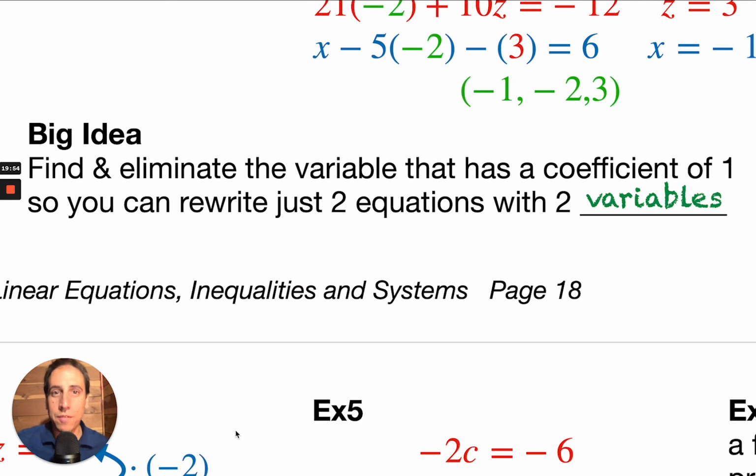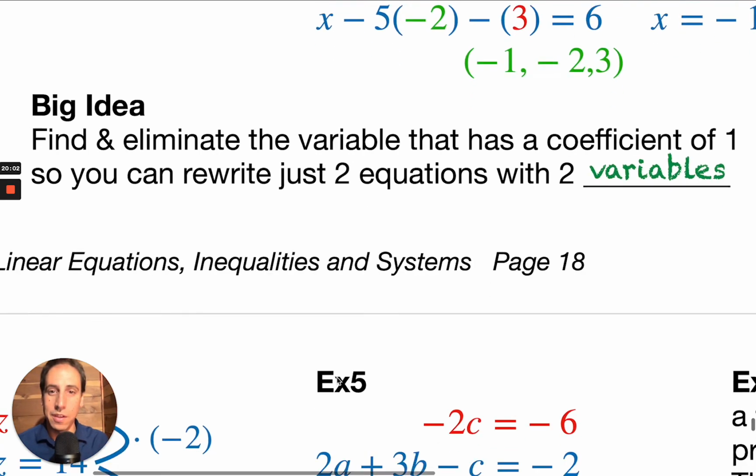If there is a big idea, it is this: find and eliminate the variable that has a coefficient of 1. So you can rewrite just two equations with two variables, and then you use all the techniques that you used from before.